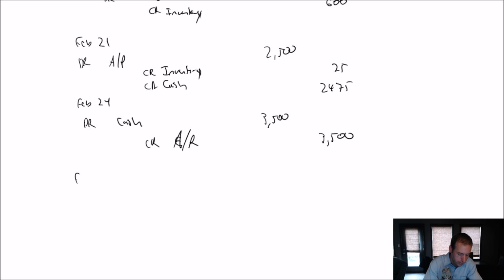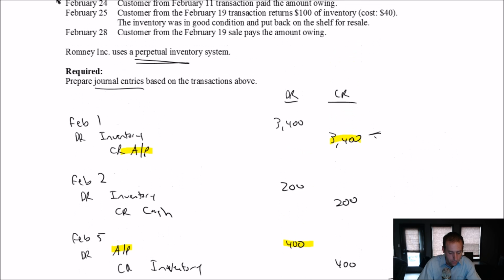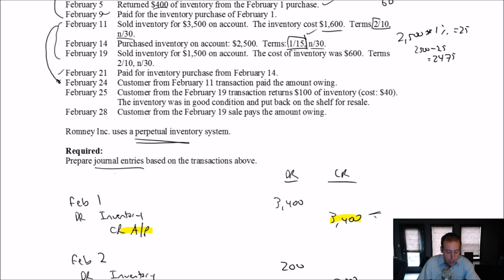Saw the next one was February 25th. I didn't read it, but I'm just going to write the date because I always seem to forget those. February 25th. The customer from the February 19th transaction. I'm going to erase a little bit of this just because it's getting congested. Okay, February 25th. The customer from February 19th.